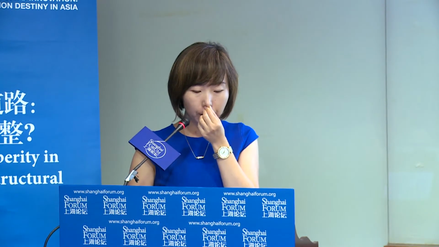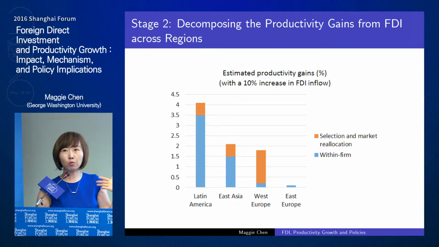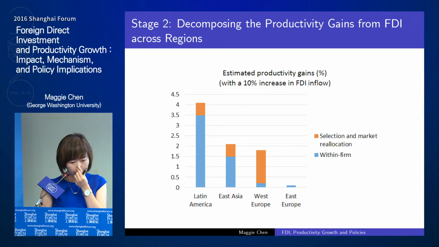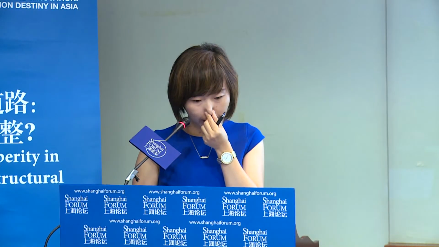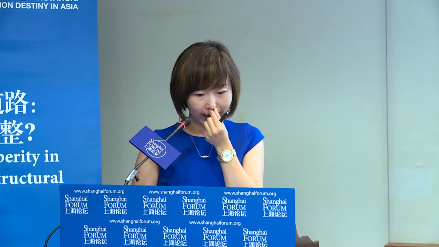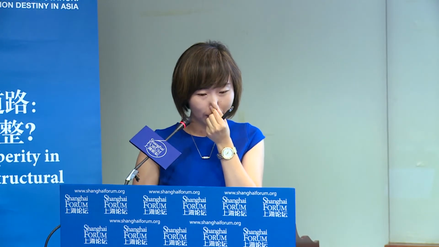Okay? And because of the time constraint, let me show you this. We do that region by region, and we find that in East Asia, that's also true. Selection and market reallocation account for the majority of productivity gains from FDI. Okay. So I don't think I will have time to talk about the policies, right? I really hate that because I really want to talk about the policies a little bit. So let me just say 1 minute.